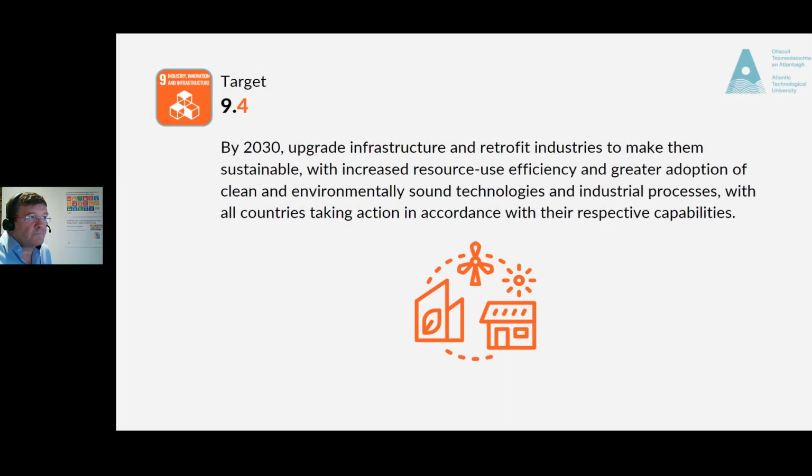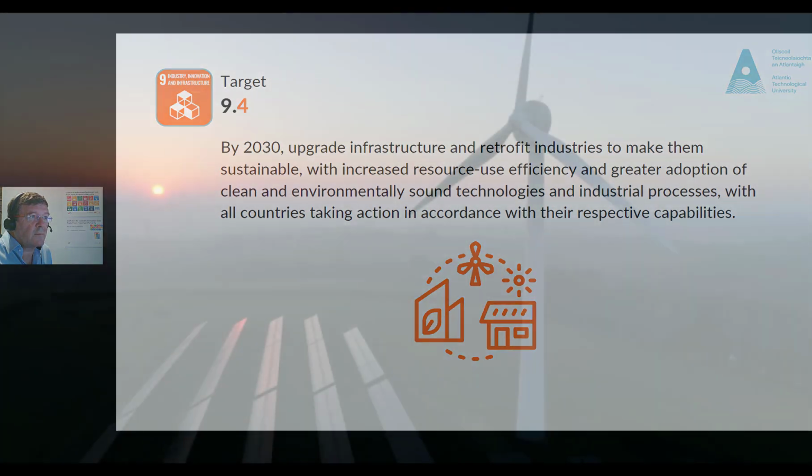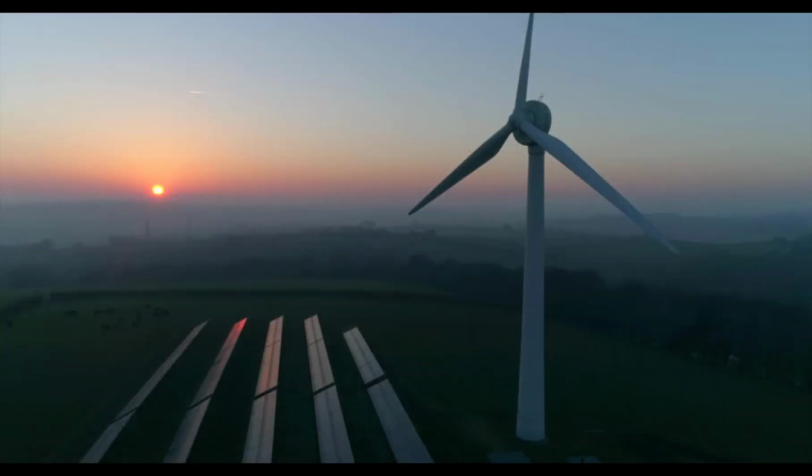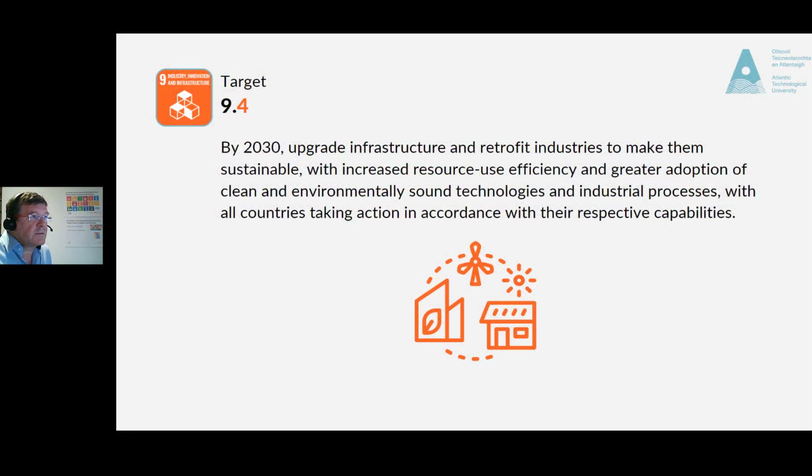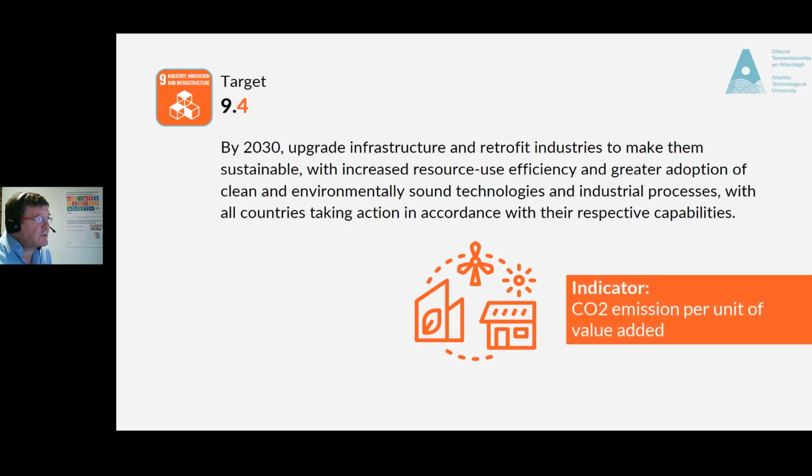Target 9.4. By 2030, upgrade infrastructure and retrofit industries to make them sustainable, with increased resource use efficiency and greater adoption of clean and environmentally sound technologies and industrial processes, with all countries taking action in accordance with their respective capabilities. Clearly, retrofitting and improving the energy efficiency of buildings is absolutely essential in the fight against climate change and reducing CO2 emissions. The indicator for this particular target will be the CO2 emissions per unit of value added.